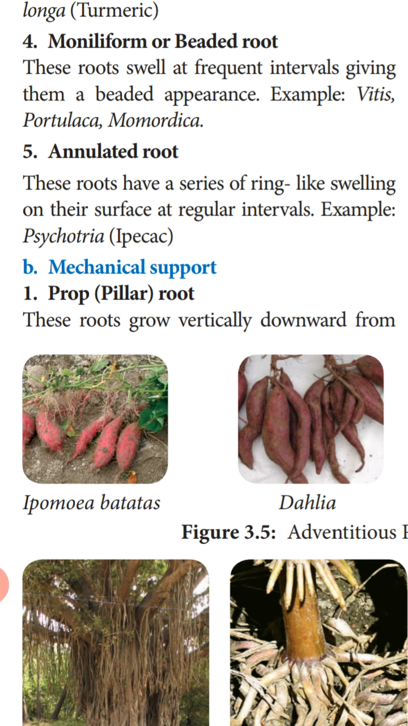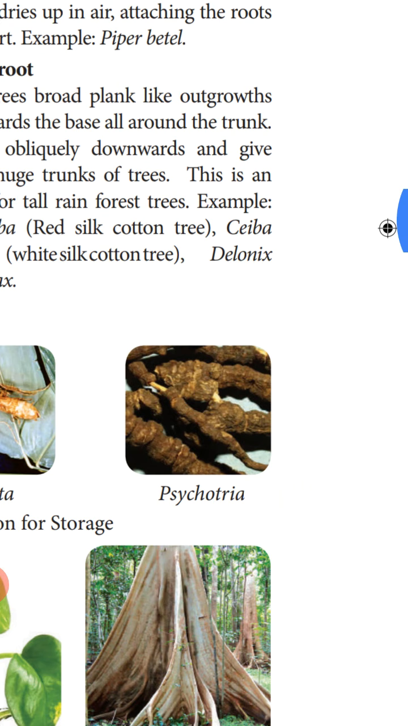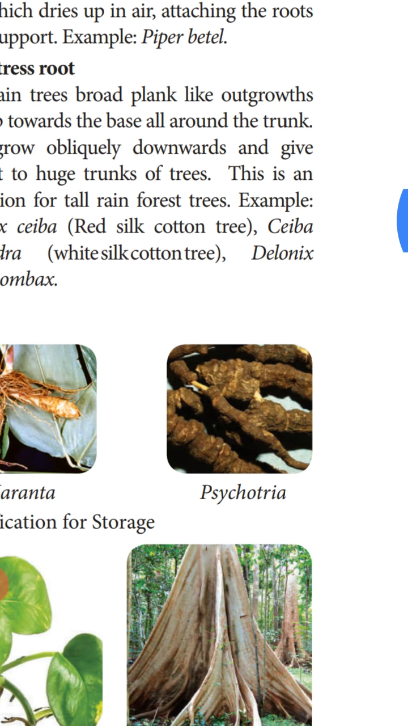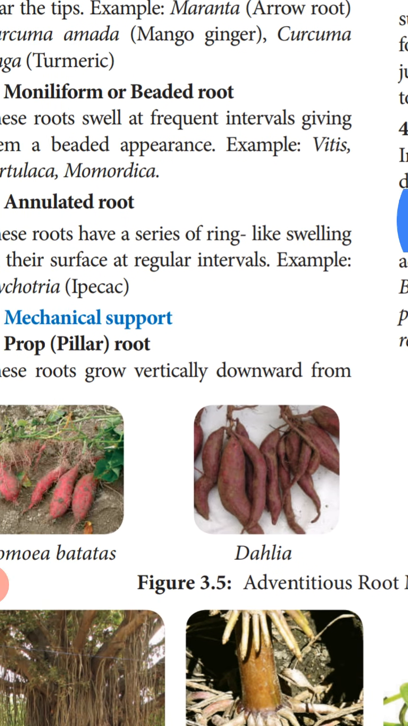Then it is called as the annulated root, example Psychotria. So here you can find the diagram is given, the Psychotria. A ring-like swelling is found at regular intervals.